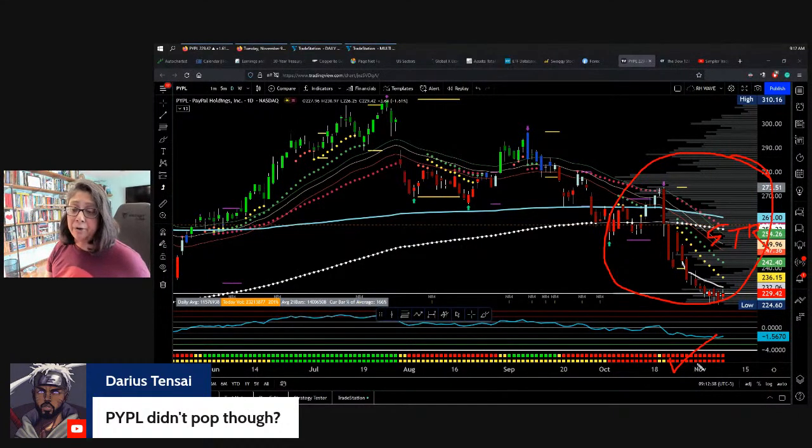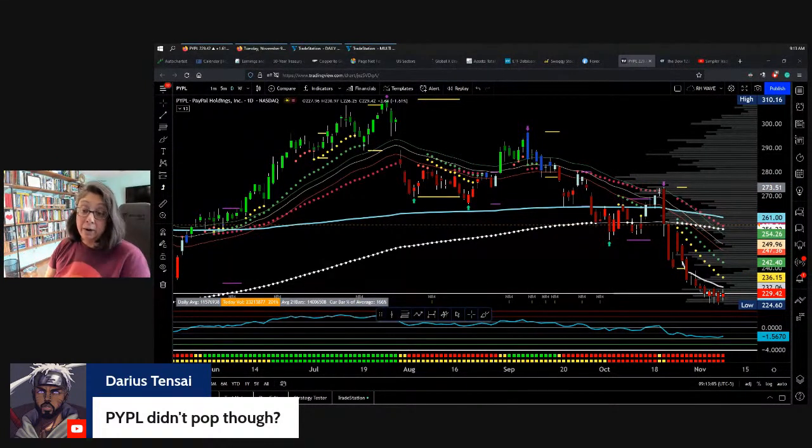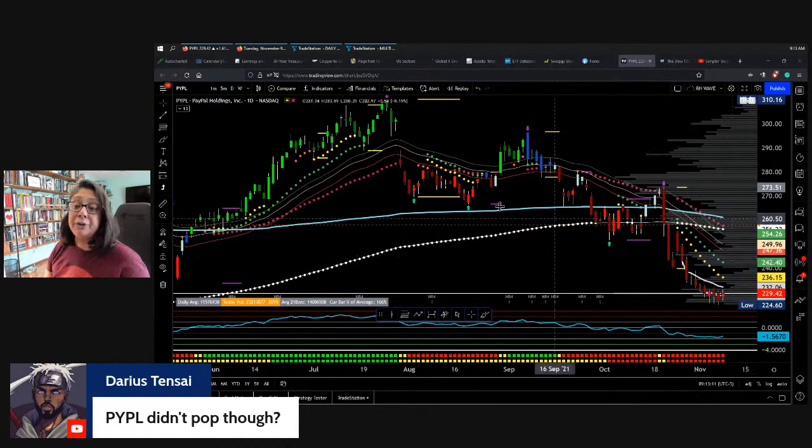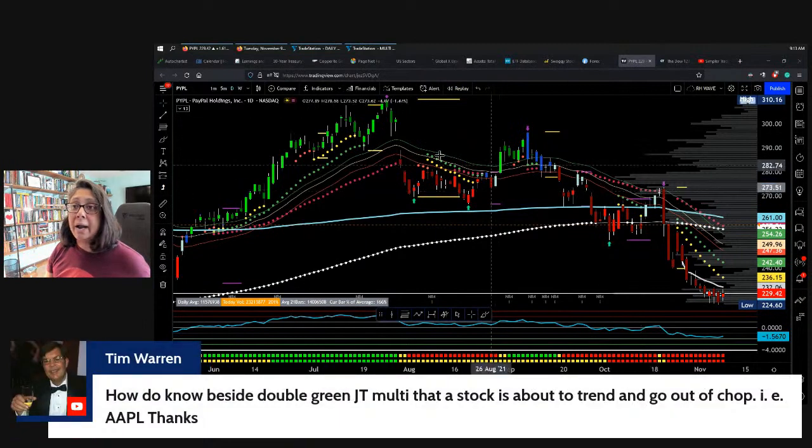So if it moves higher, great. If it doesn't, there's not much I can do with it. So I'm not looking for a pop in PYPL. I don't have one yet. Am I looking for one? Sure, but I don't have it. And to how high? That 242.40 would be a really cool level. 242.40. All right, next question.